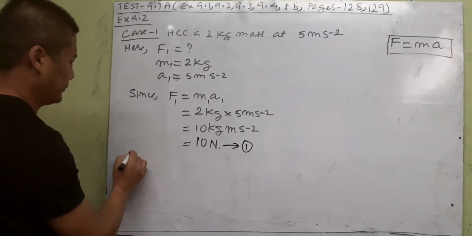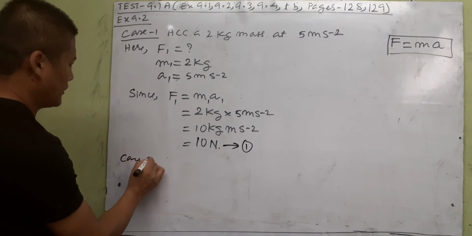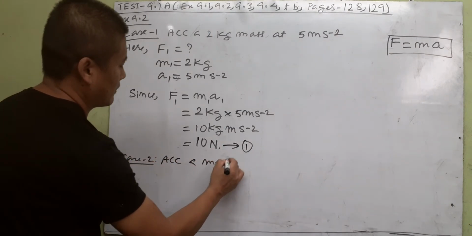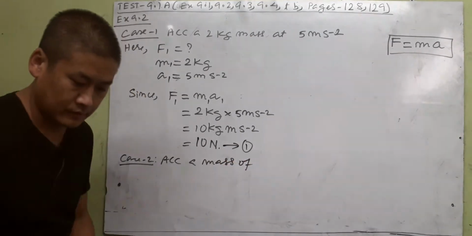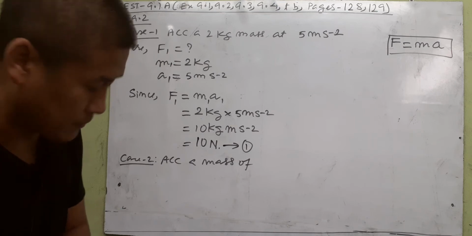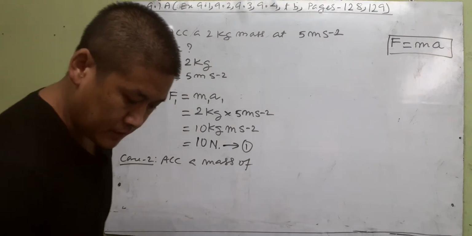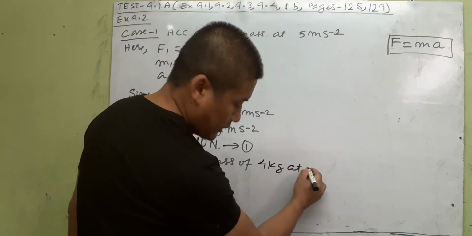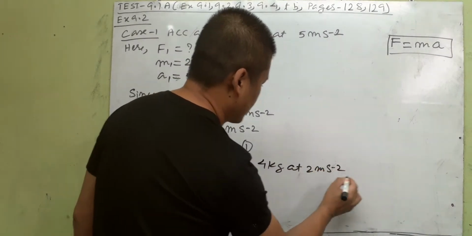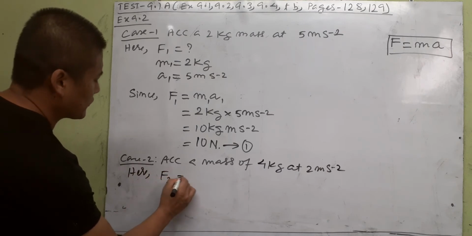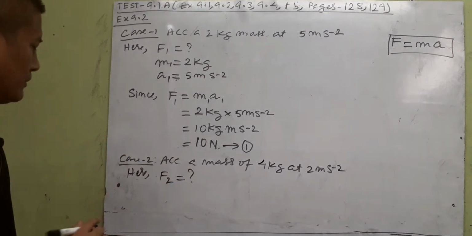Then case 2. In case 2, accelerating a mass of 4 kg at 2 meter per second square. So in case 2, there will be a different force applied. So F2 is question mark.